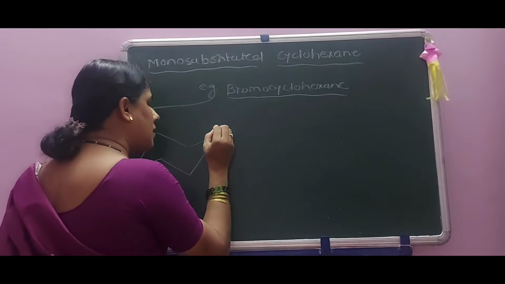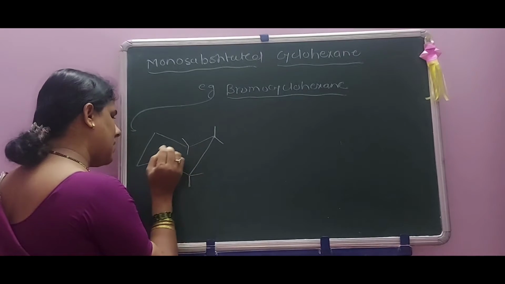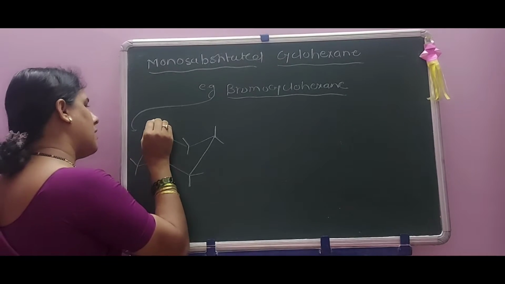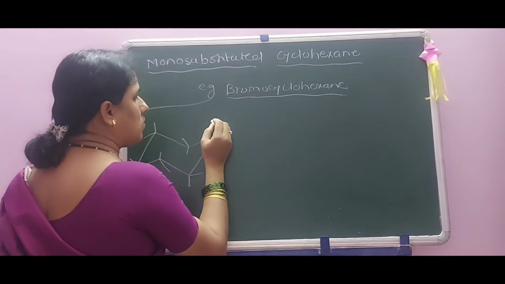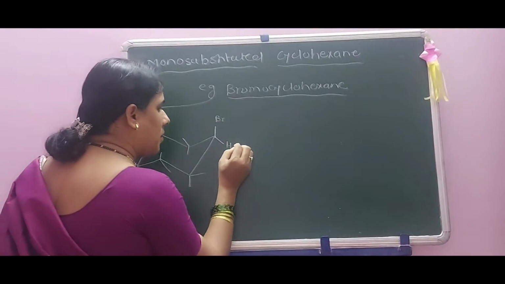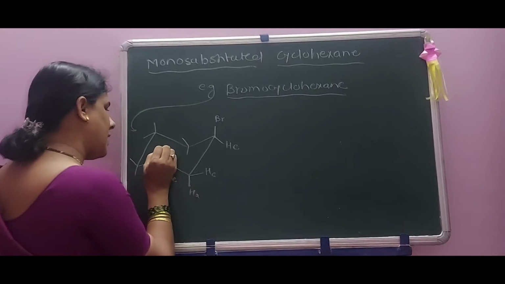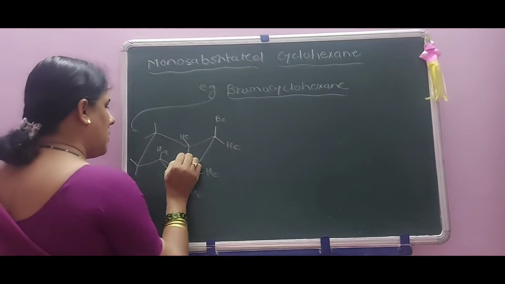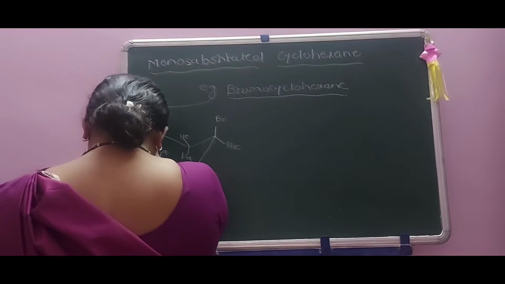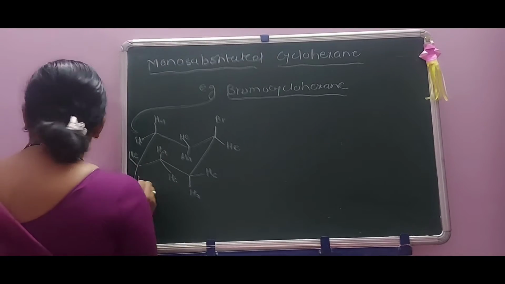A cyclohexane ring here. This is axial, this is equatorial, this is axial, equatorial. This is equatorial, this is axial. Here, in bromocyclohexane, one of the hydrogens is replaced by a bromine atom. Here He, He, Ha, He, Ha. Here He, Ha. Here Ha, He. Here on He, Ha.